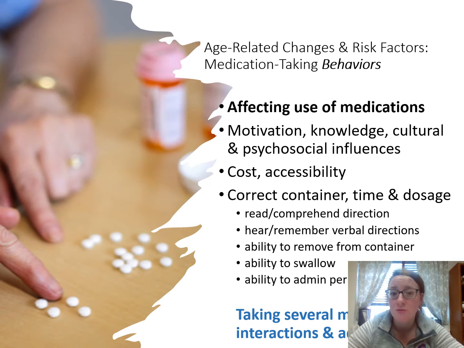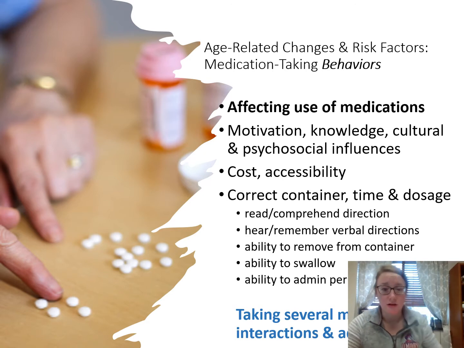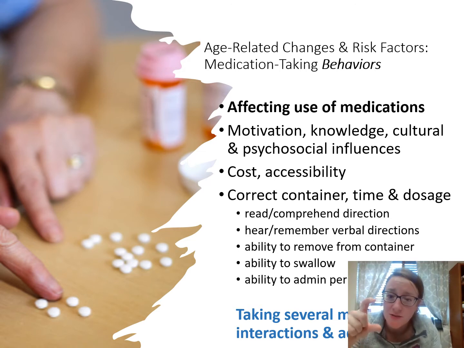There's so much that goes into the psychosocial and the socioeconomic pieces of cost and accessibility to the medications. And the last bullet point there speaks to the functional capabilities of the older adult. Can they read and comprehend the directions on the pill box? Is the prescription container big enough to actually read those instructions?